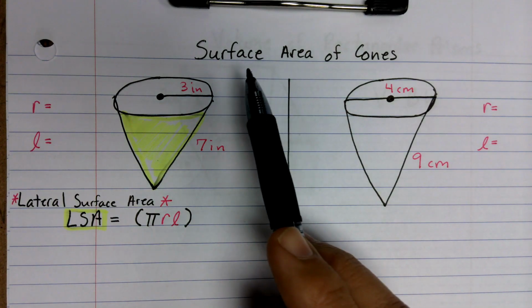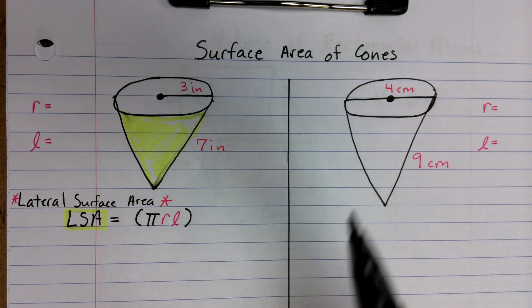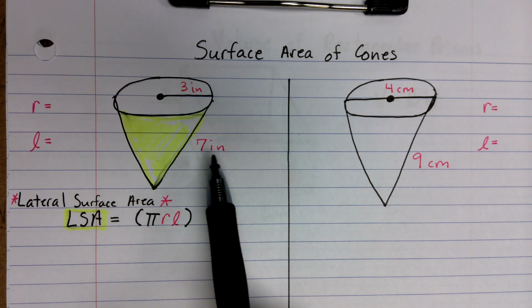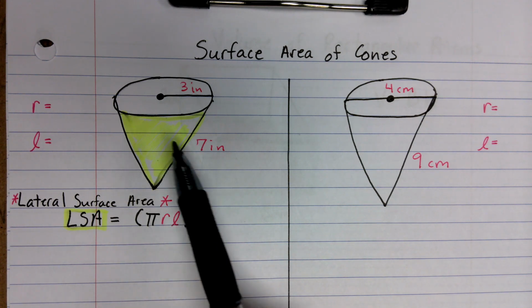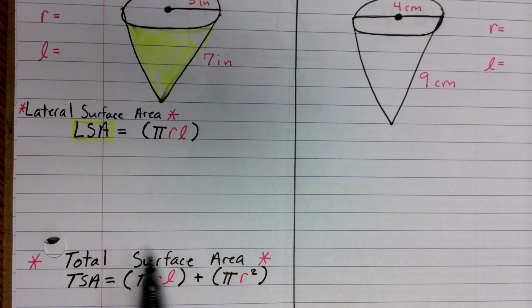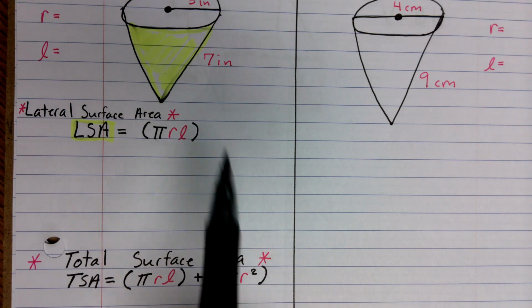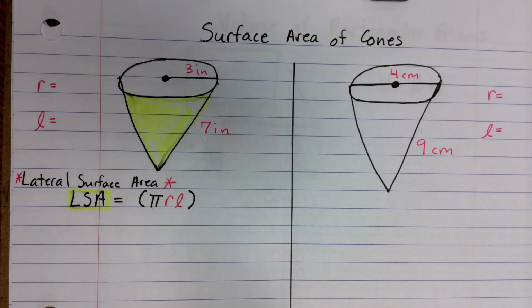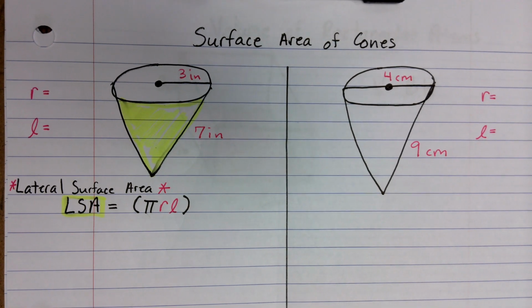In this video, we're going to look at the surface area of cones. And there's two different types specifically. We're going to look at the lateral surface area, which is this area that's shaded in yellow. And then we're also going to look at total surface area, where total surface area is the area shaded in yellow and the circular base that you see right here on the top. So we're going to start with lateral surface area.